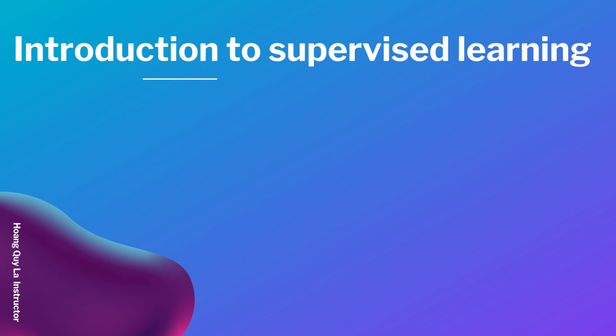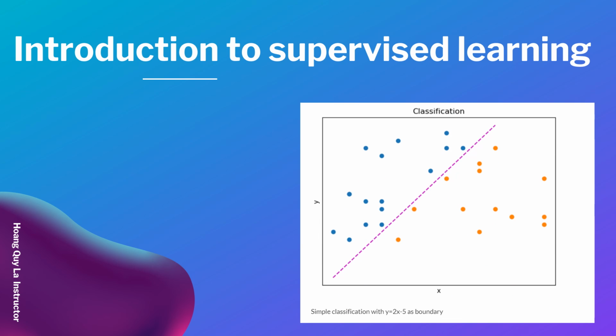Let's look at supervised learning with a classification problem. This is an example. We have y and x, and also a line which separates the test and the training dataset. This is a simple classification with y equals x minus 5 as the boundary.